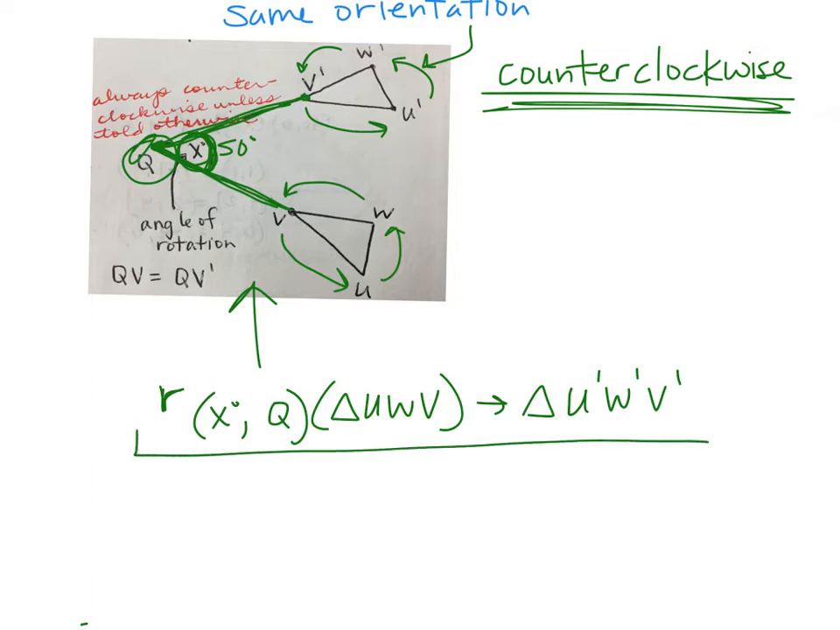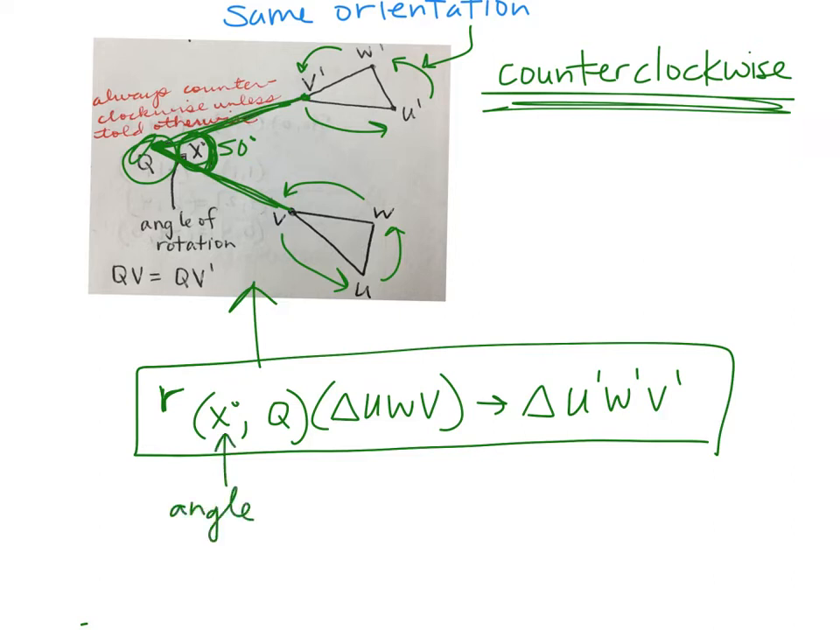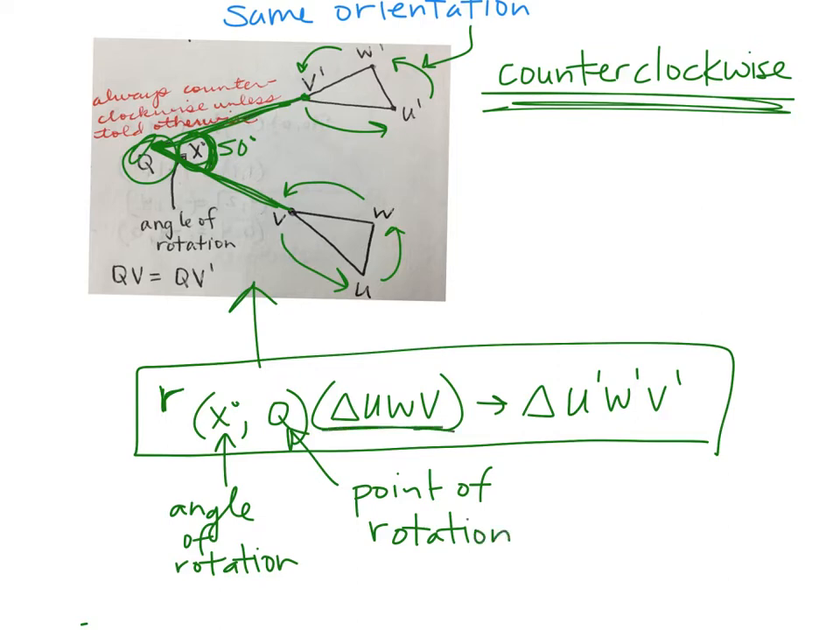So this is how you would write the rule for a rotation, okay? Lowercase r, the angle of rotation goes here. The point of rotation, so whatever you're rotating around, goes here. That is not the right word. I wrote ration instead of rotation. Okay? And then the triangle you're rotating and the triangle it becomes. Okay? Okay, so we're going to do a rotation.